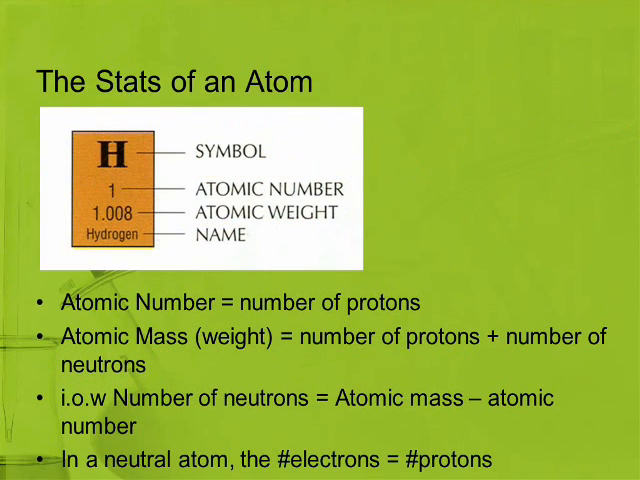Now in a neutral atom, the number of electrons will equal the number of protons, so that makes it pretty easy. And we assume, when we look at that periodic table, all those elements are neutral. The electrons equal the protons. That means the number of negative particles will equal the number of positive particles, so they cancel out and they are neutral. So the number of electrons will equal the number of protons.